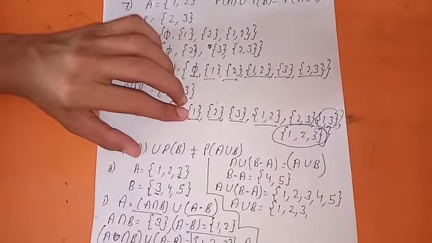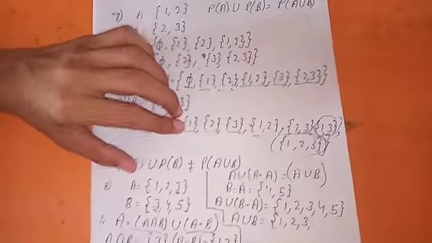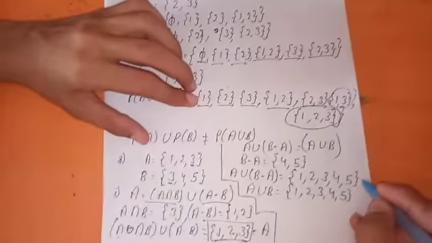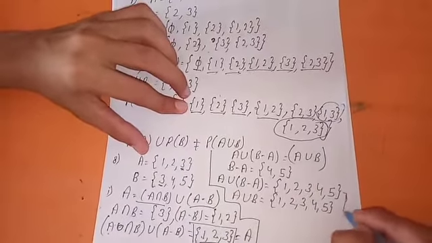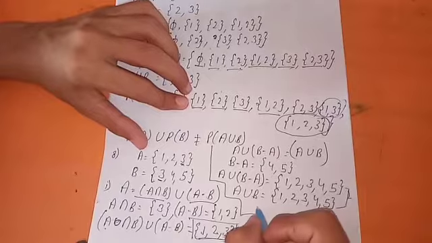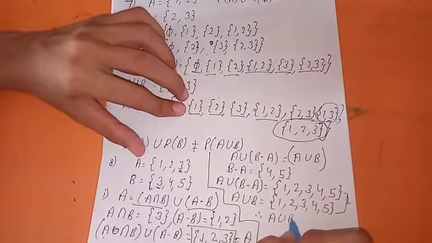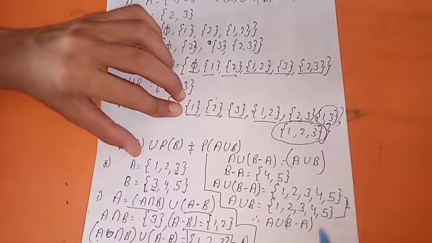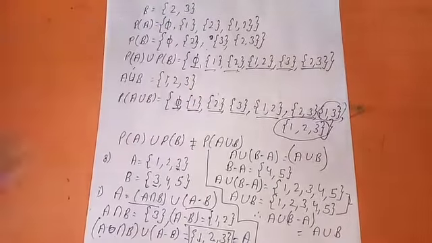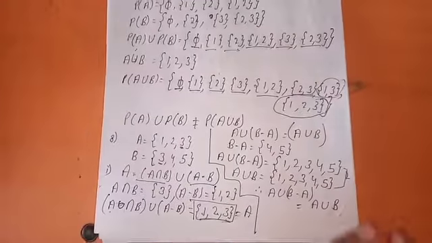So except 3 from B, we will write the remaining elements. So that are 4 and 5. Now you can check that these both things are true. These both things are same. So therefore A union (B minus A) is equal to A union B. Okay. It was a very easy question.